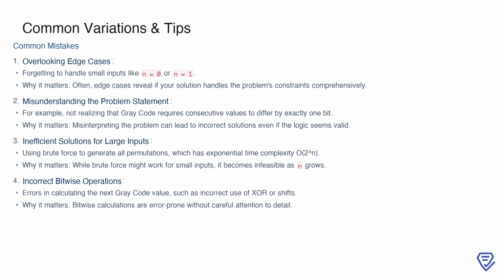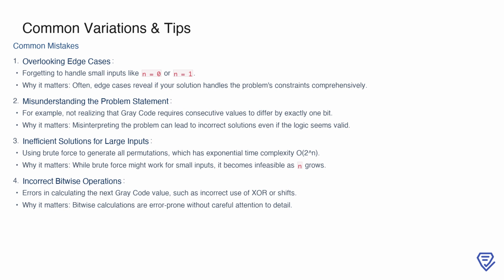When solving problems like this, it's easy to overlook some common pitfalls. For instance, handling edge cases such as n equals 0 or n equals 1 is crucial. These small inputs often test whether your solution fully respects the problem's constraints. Another frequent issue comes from misunderstanding the problem itself. For example, gray code requires that consecutive values differ by exactly 1 bit. Misinterpreting this can lead to solutions that seem logical but fail to meet the requirements.